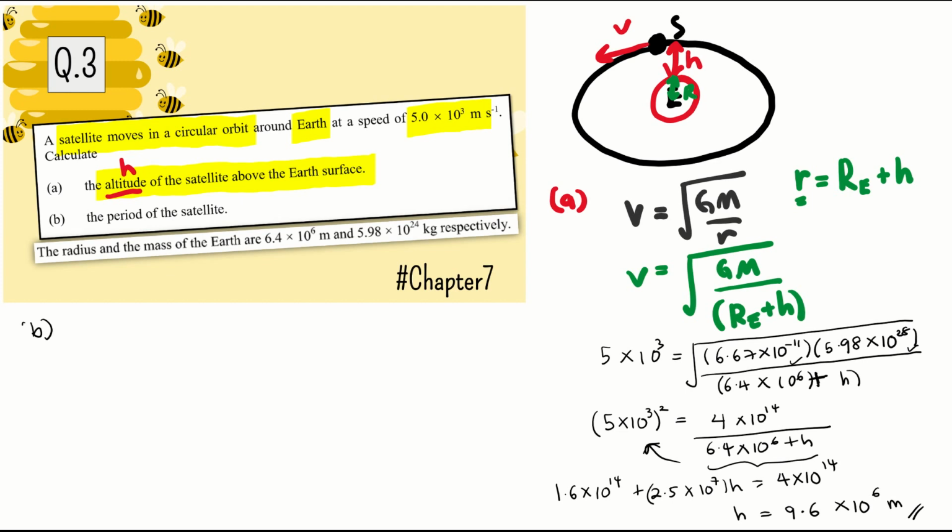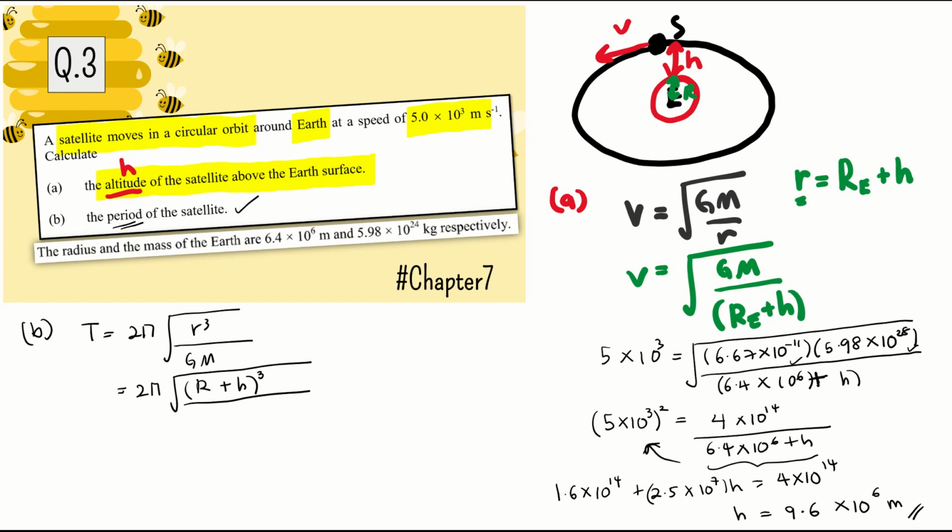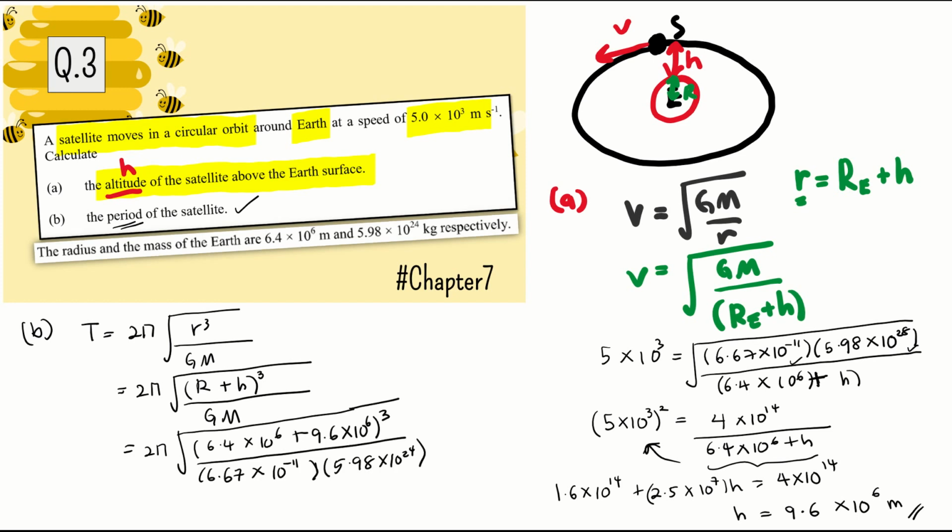For B, the question asks us to find the period. So we apply the equation for period: T is equal to 2 pi square root of r cubed over GM. Please remember, our r is the radius of Earth plus the altitude, the one that we found just now, over GM. Once again, we substitute all the values and calculate. Finally, you'll get the period T is equal to 2 times 10 to the power of 4 seconds.